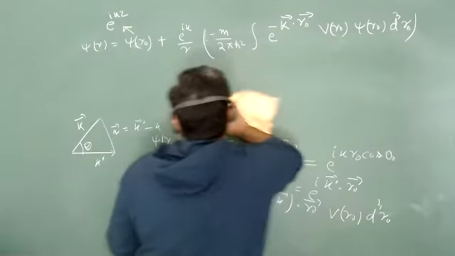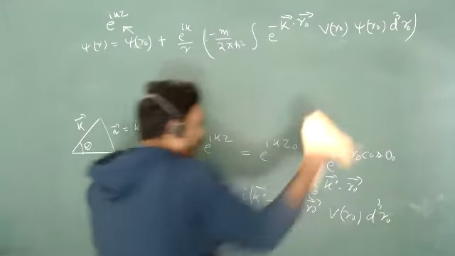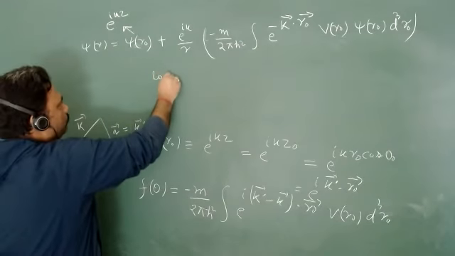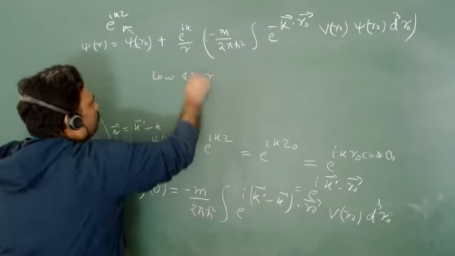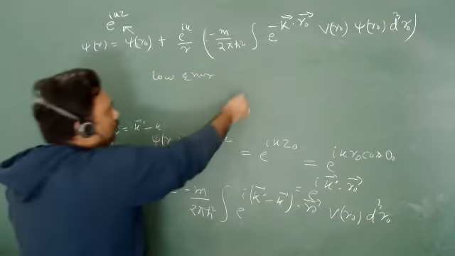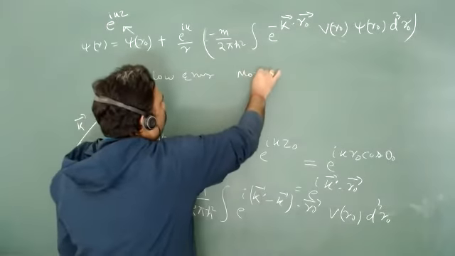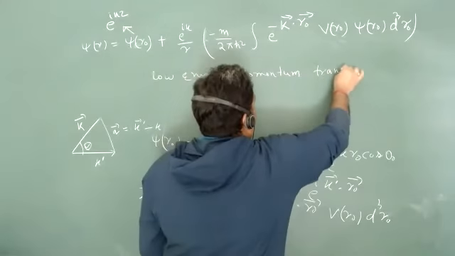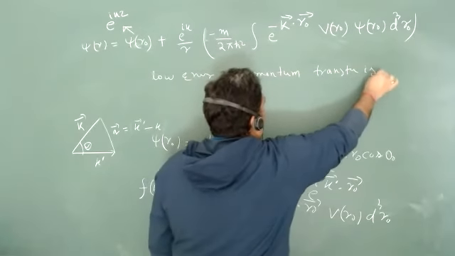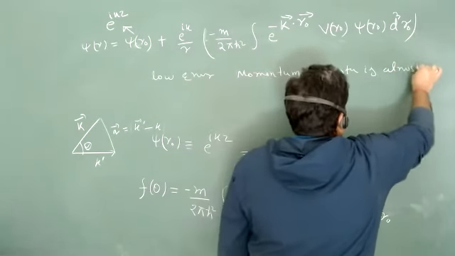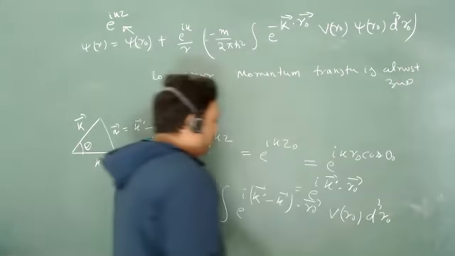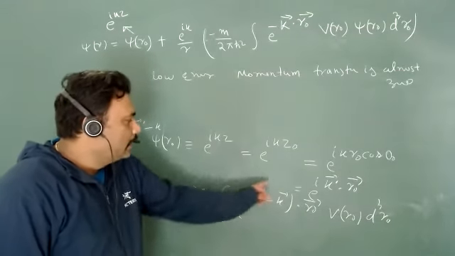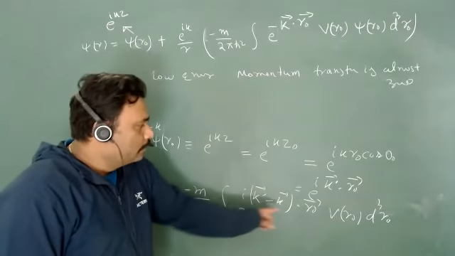So first, we have the case for very small energy, we can have this particular thing. So for low energy, when momentum transfer is almost zero, then I can have this value approximately 0. So there is not any momentum transfer.